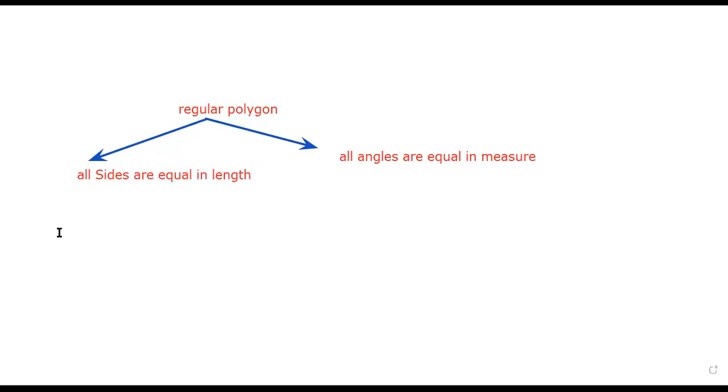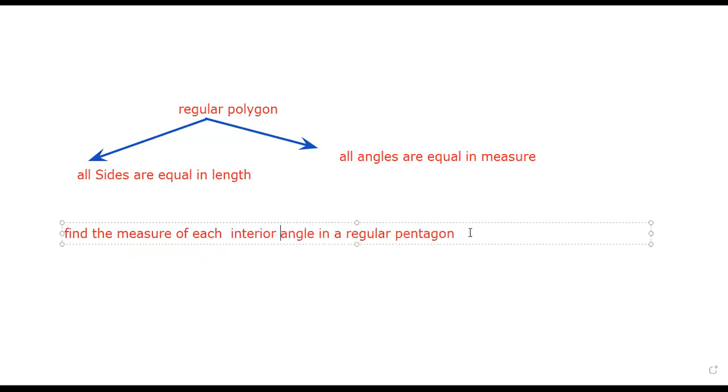Okay, so if you have a question: find the measure of each angle in a regular pentagon. Find the measure of each interior angle in a regular pentagon. So the answer will be equal to how many?